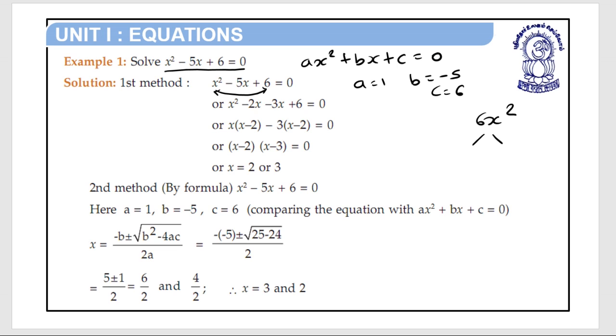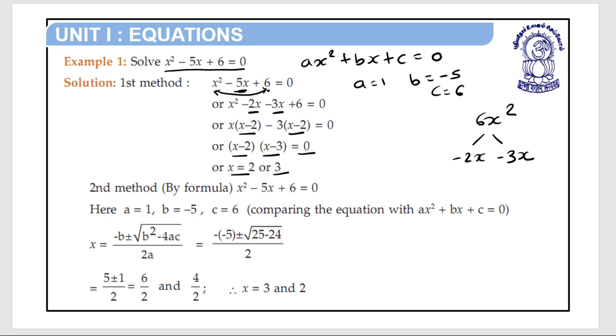Take two terms whose sum is minus 5x and whose product is 6x square. So minus 2x and minus 3x: minus 2x minus 3x is minus 5x, and 3 2s are 6x square. So instead of minus 5x, write minus 2x minus 3x. Now x common, x minus 2, minus 3 common, x minus 2 is equal to 0. So x minus 2 into x minus 3 is equal to 0. So x is equal to 2 or 3.